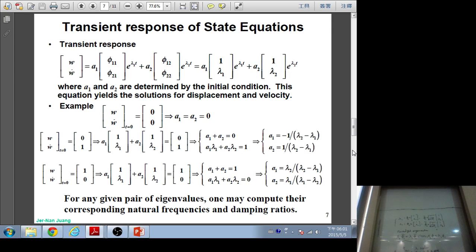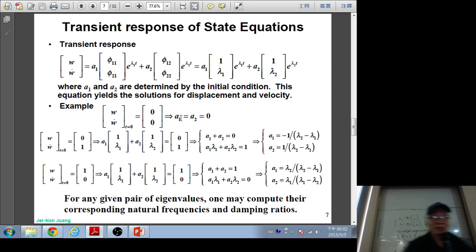Alright? Now, A1 and A2 are determined by your initial conditions. So here I give you 3 different initial conditions. If the initial conditions for both W and W dot equal 0, then your A1 equals 0 and A2 equals 0. That means you have no transient response. So your system stays still. If you have no initial condition, your system will stay still, right? Of course, that's the truth.